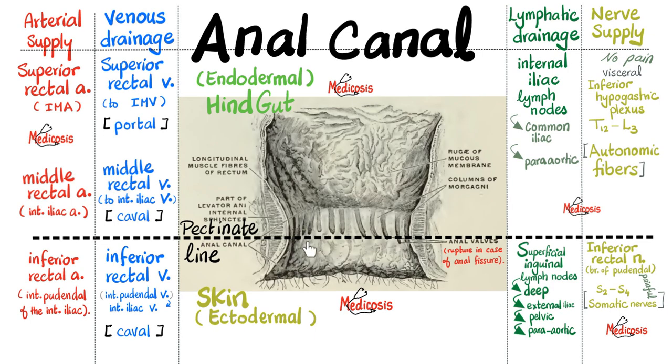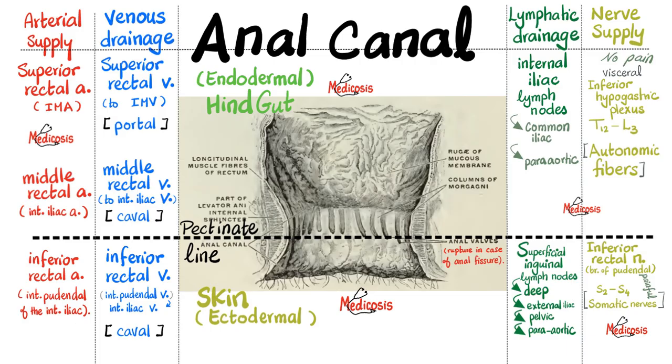This is the rectum, this is the anal canal. Above the pectinate line, below the pectinate line. What's the blood supply of the anal canal above the pectinate line? Superior rectal artery, which is a branch of the inferior mesenteric artery, the artery of the hindgut. Middle rectal artery, branch of the internal iliac artery directly. It comes from the anterior division, to be specific. And then we have inferior rectal artery below the pectinate line, and the inferior rectal artery is a branch of the internal pudendal artery, which is a branch of the internal iliac artery.